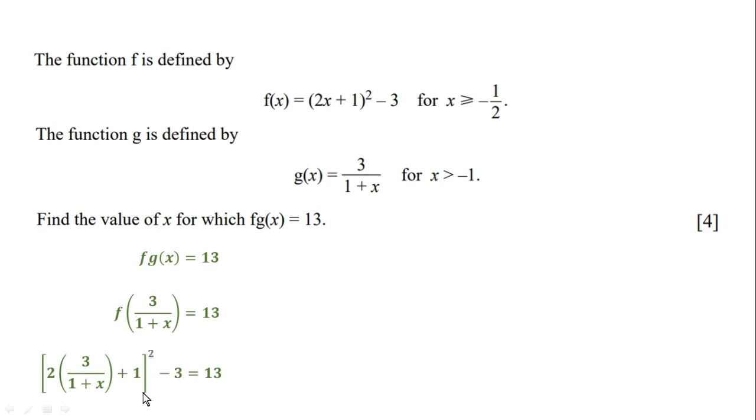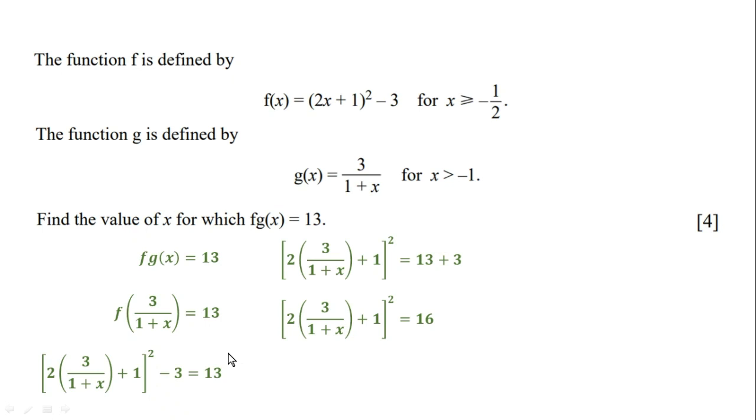If you want to find out the value of x, you have to do algebraic rules. I want to remove first this negative 3. If I want to remove that negative 3, I'll add 3 to both sides, which will give you 16. 13 plus 3 is 16. So I was able to remove that minus 3 on the left side.